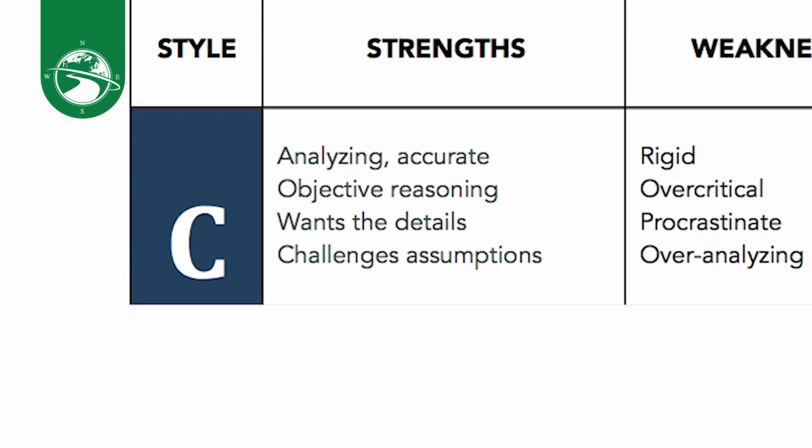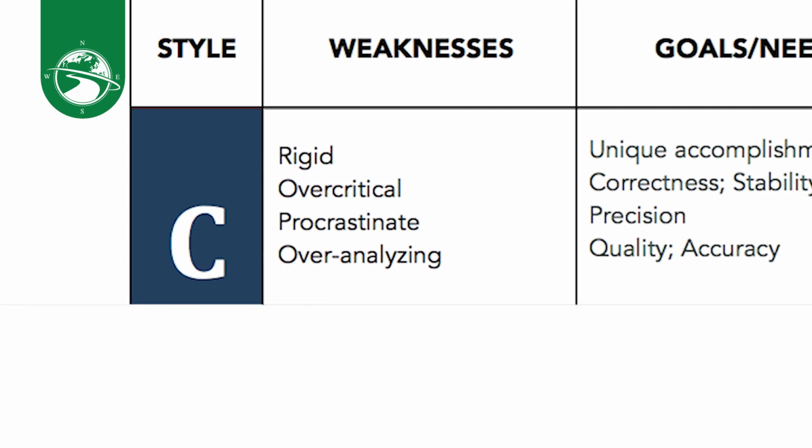And then the C, that's the conscientiousness in the DISC, the thinker, the analyst, right? So clearly, strengths are being accurate and analyzing, objective reasoning. High C's want all the details before they're going to make any decisions. Challenges assumptions because they want it backed up by facts and details. Weaknesses are going to be maybe rigid, overcritical, a tendency to procrastinate because they don't have all the information, and overanalyzing, which, when you overanalyze, you stop yourself from accomplishing anything.